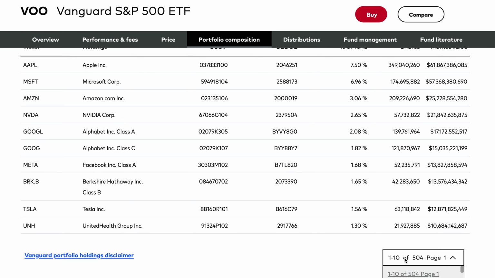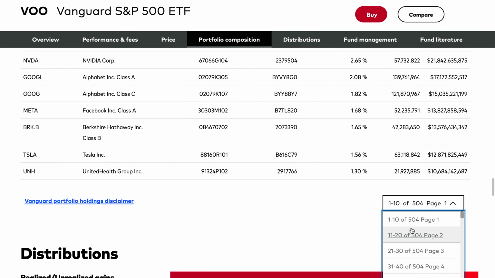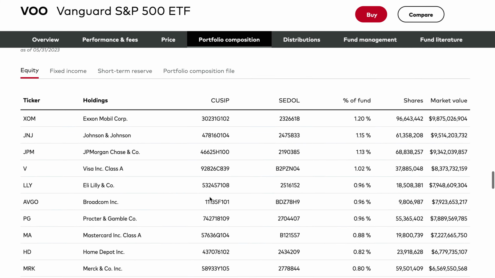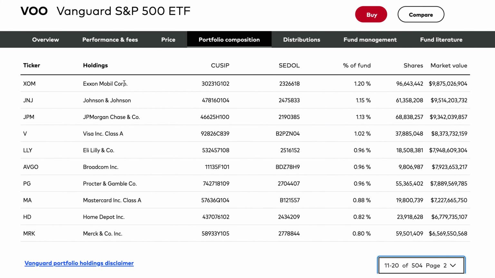And if you wanted to, you could just click here, and then you can actually see all of the holdings page by page and see what the rest of the fund is made up of. So you've got ExxonMobil, Johnson & Johnson, JP Morgan in here. I hold that as well. Visa, I hold that as well. Eli Lilly, you have Broadcom in here, Procter & Gamble, MasterCard, Home Depot, Merck.